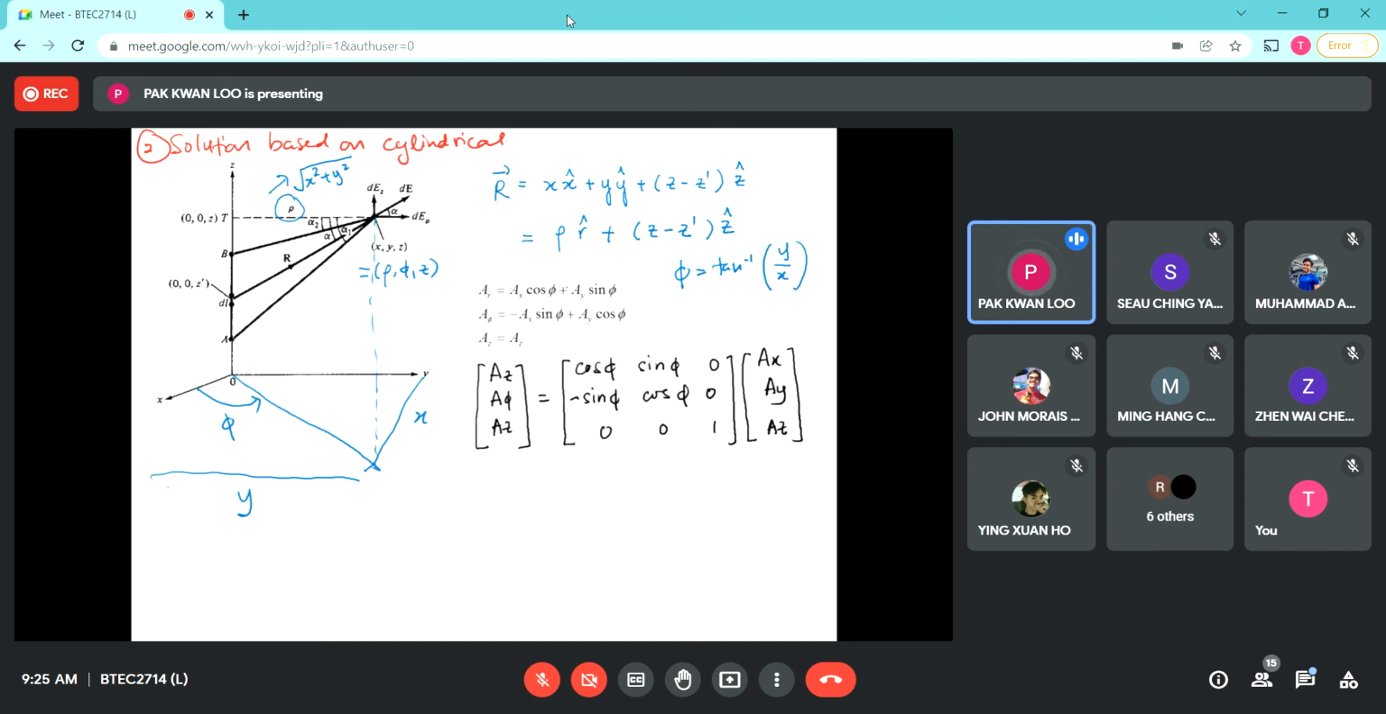So I want to basically show you how I obtain rho and r cap. As I said, the r cap refers to the cylindrical vector coordinates.